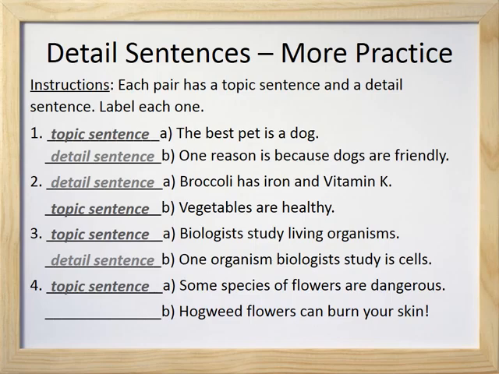Number 4, A is a topic sentence and B is a detail sentence. How do we know that's correct? Let's look at detail sentence B. Hogweed flowers can burn your skin. This is an example that topic sentence A is true. This is an example that some species of flowers are dangerous.